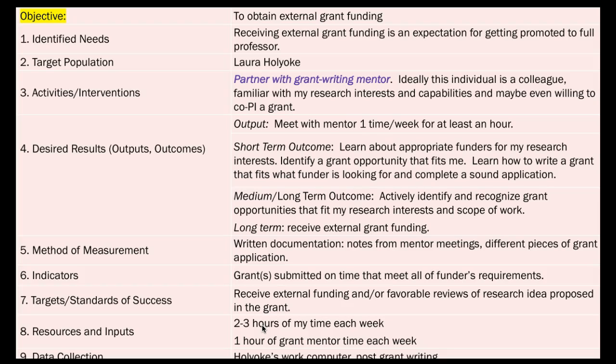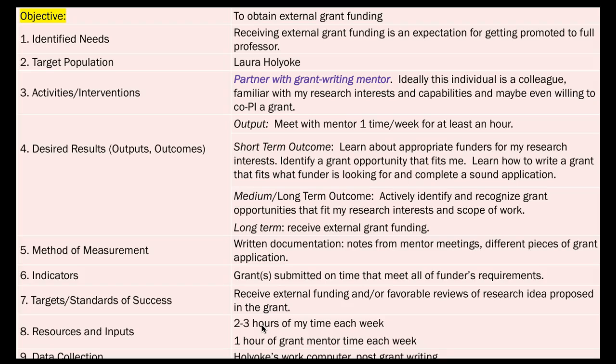Desired outputs and outcomes. The output is to meet with a mentor one time a week for at least an hour. Short-term outcomes: to learn about appropriate funders for my research interests, identify a grant opportunity that fits me, learn how to write a grant that fits what a funder is looking for, and complete a sound application. Medium-term outcomes: actively identify and recognize grant opportunities that fit my research interests. So this is beyond the scope of 6 months. And then long term, to receive external grant funding, the same thing that meets my objective.